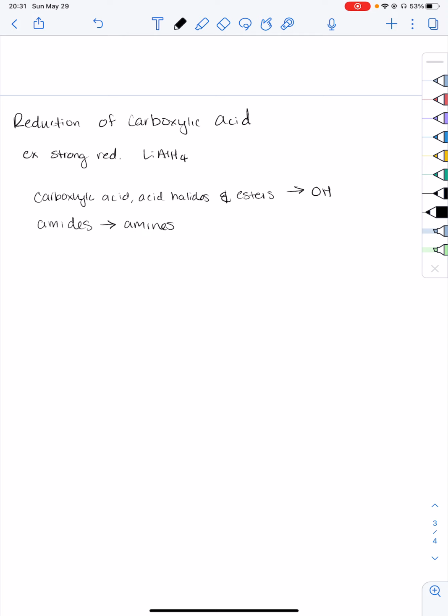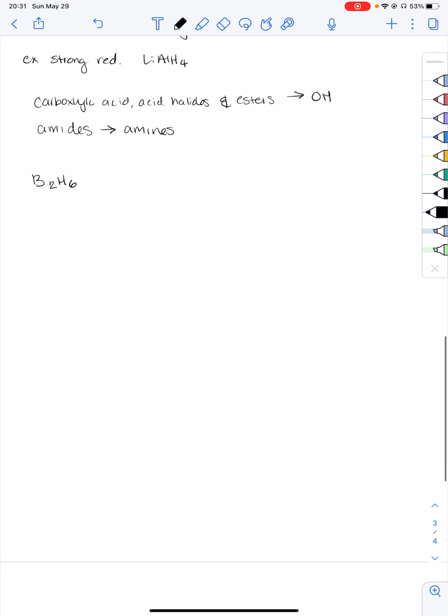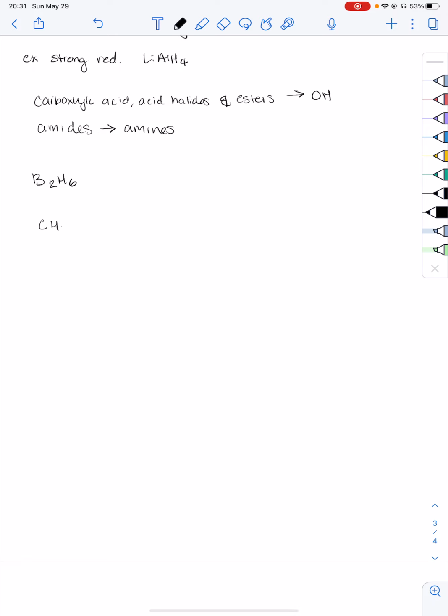These reductions are normally carried out using a strong reducing agent, lithium aluminum hydride, and there's plenty of examples of this. You can also use diborane, which we haven't talked about a lot in class, to reduce the carboxylic acid to alcohol. So you could have something like just plain acetic acid, B2H6, ether, and you're going to use extra proton, so HCl, and that is going to produce ethanol.